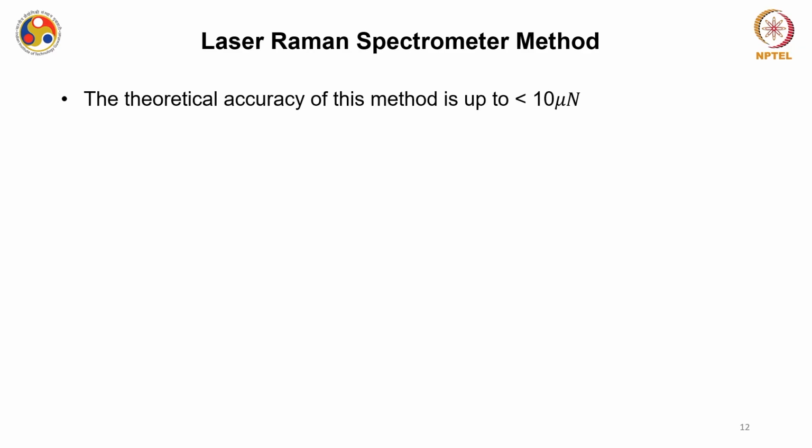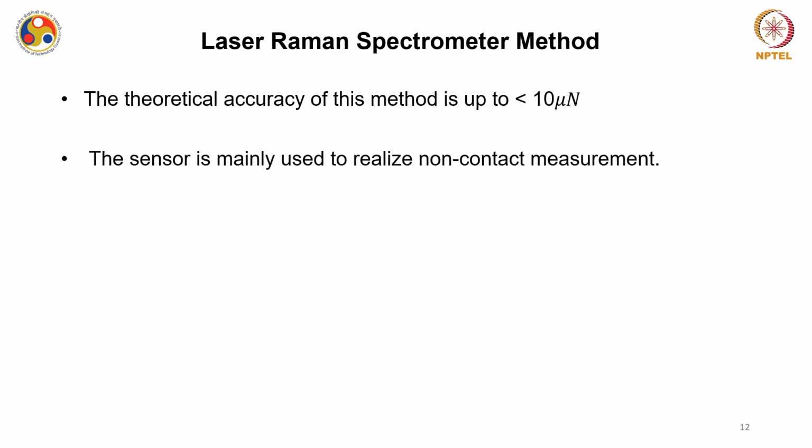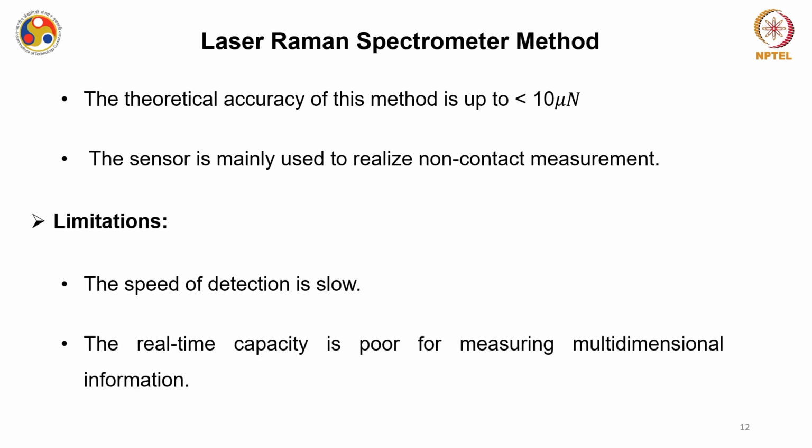The theoretical accuracy of this method is not very high, usually less than micronewton. The sensor is mainly used to realize non-contact measurement as any optical force sensor. The speed of detection is not very high because you have to have a complete setup of a laser spectrometer or Raman spectrometer for this measurement. The real time capacity is poor for measuring multidimensional information, but nowadays with the advancement in Raman spectrometers, these things are not very difficult.